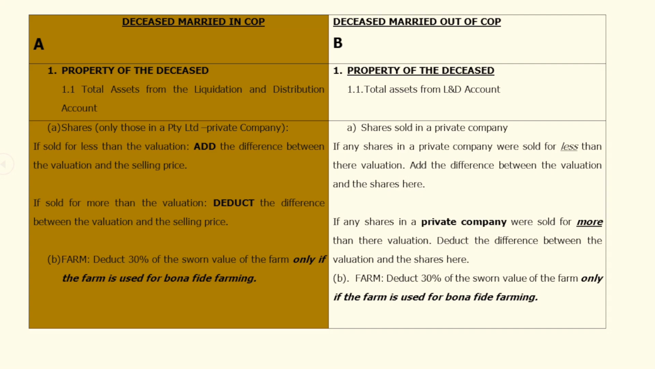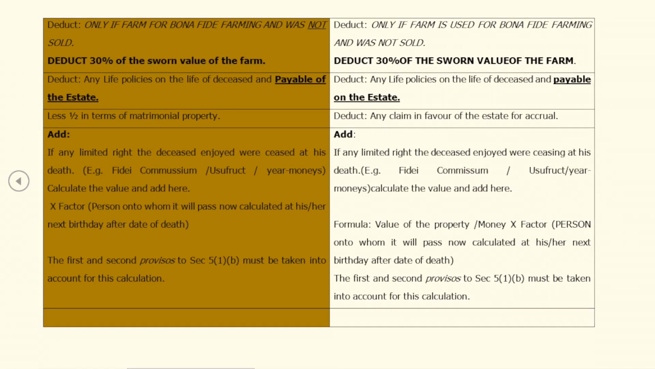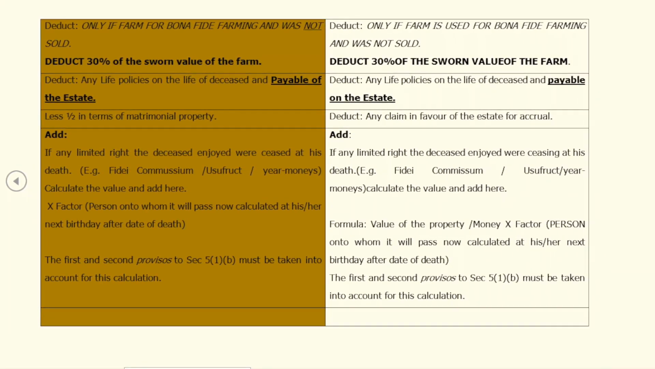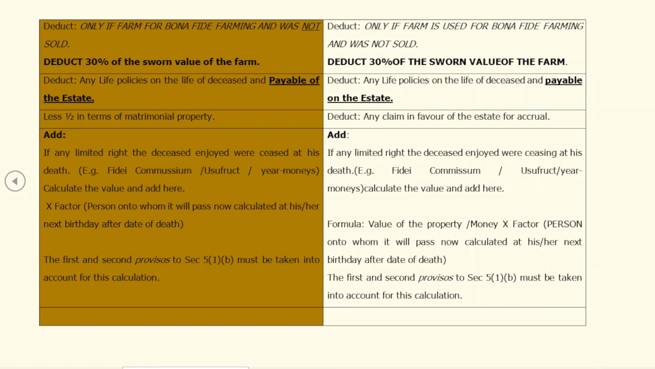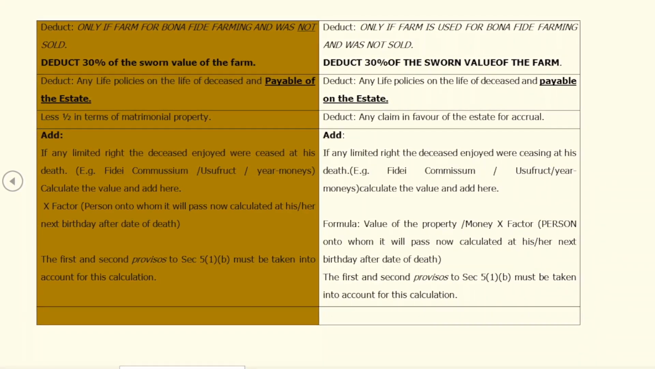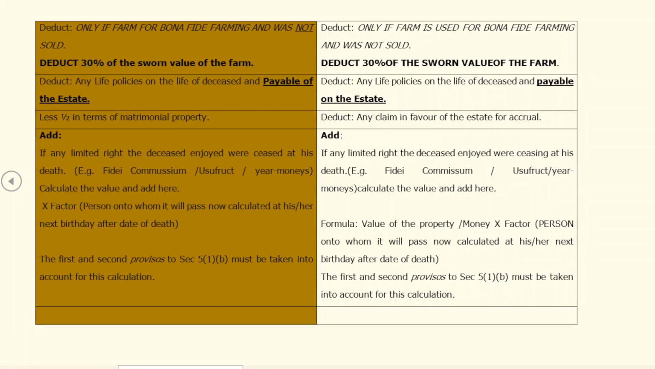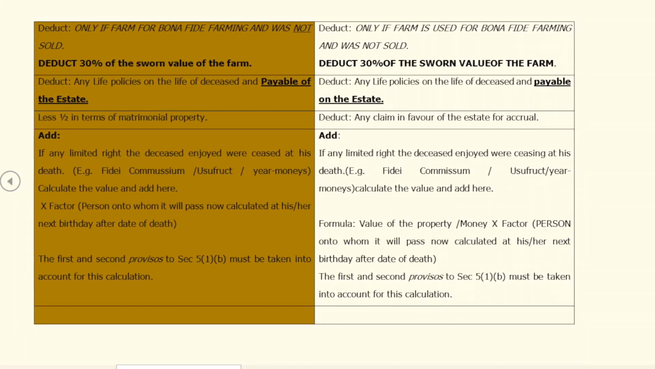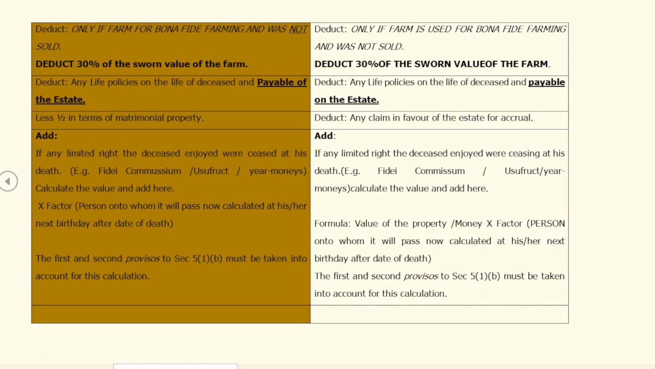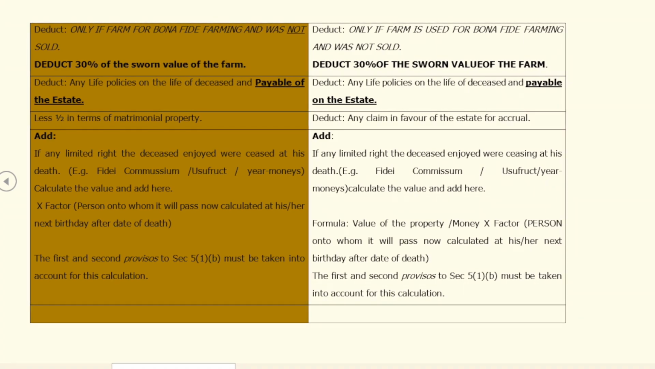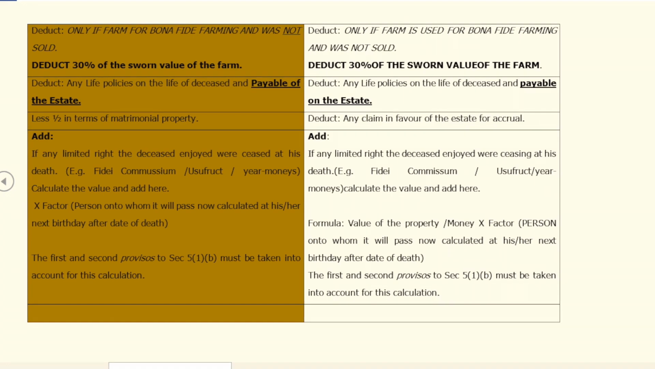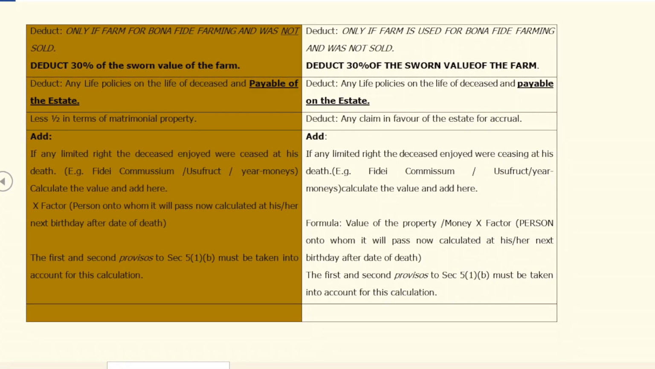Then we go to the following entry. On the other entry, you will see that you now have to deduct life policies that are on the life of the deceased and are payable to the estate. The same thing that you do in column A, when the deceased is married in community of property, you also do when the deceased is married out of community of property. Then now we see the difference between the two columns.